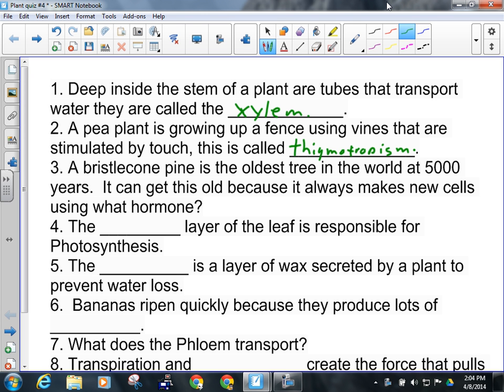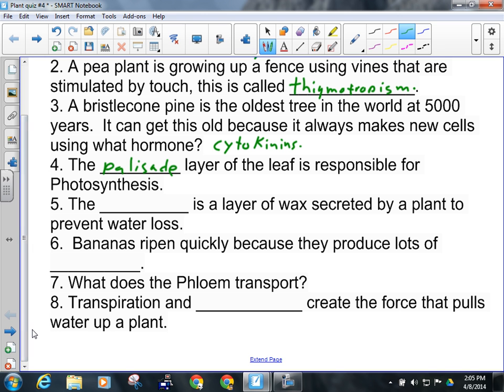Okay, number 3, a bristlecone pine is the oldest tree in the world at 5,000 years. It can get this old because it always makes new cells using which hormone? Cytokinins, right? Okay, those are the ones that cause cell division. Number 4, the layer of the leaf that is responsible for photosynthesis. Palisade layer.